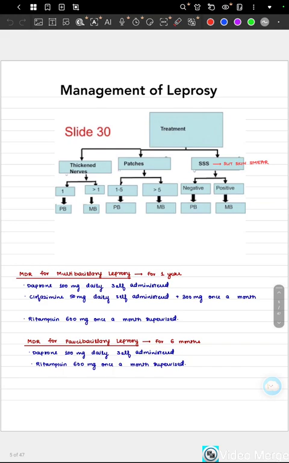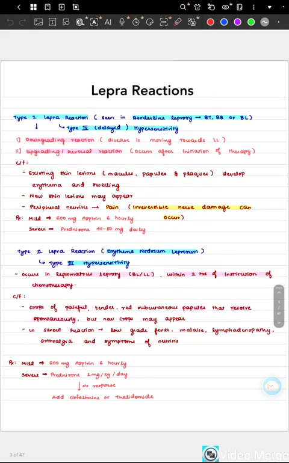Then the next is the lepra reactions. Lepra reactions are of two types, lepra type 1 and lepra type 2. Lepra type 1 reaction is a type 4 hypersensitivity reaction. It is seen in borderline leprosy. There are two types, downgrading reaction and upgrading or reversal reaction. Downgrading reaction is seen along with the disease, while upgrading reaction occurs after the initiation of therapy.